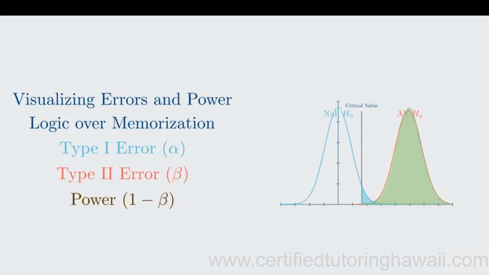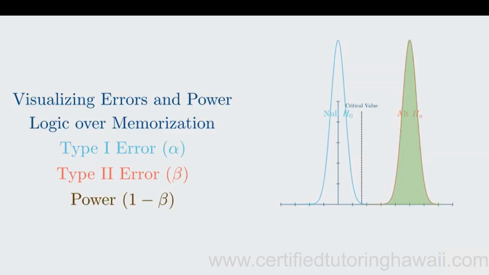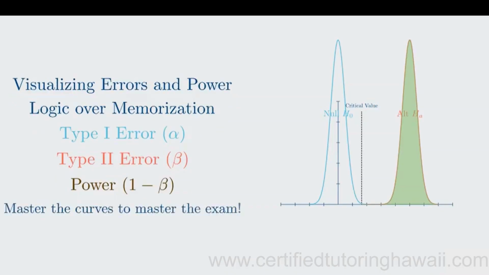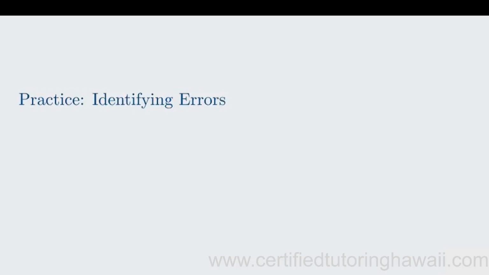Now, imagine we increase our sample size. This makes the standard error smaller, so both curves become thinner and taller. Look at the overlap, it shrinks. As the curves get narrower, the area for beta gets much smaller, and the power increases. This is why more data is almost always the best way to improve a study's reliability. Visualizing these overlapping curves is a powerful mental model. If you can move these curves in your mind, you can answer any conceptual question about power on the exam. Let's practice a few more scenarios to ensure you can identify these errors in various fields. This will help you build the statistical intuition needed for high-stakes testing.